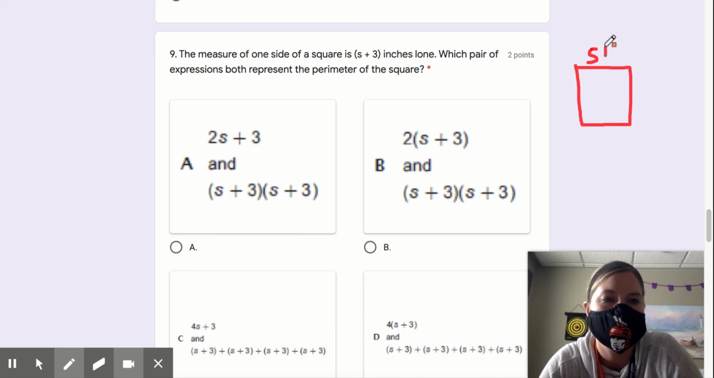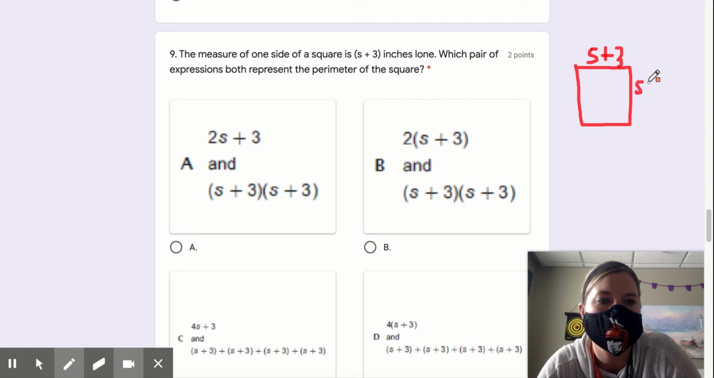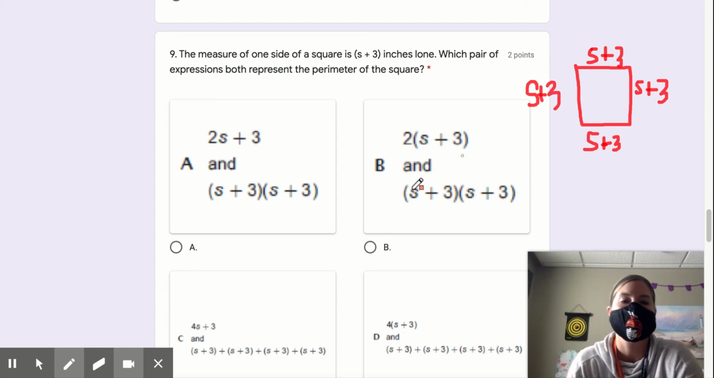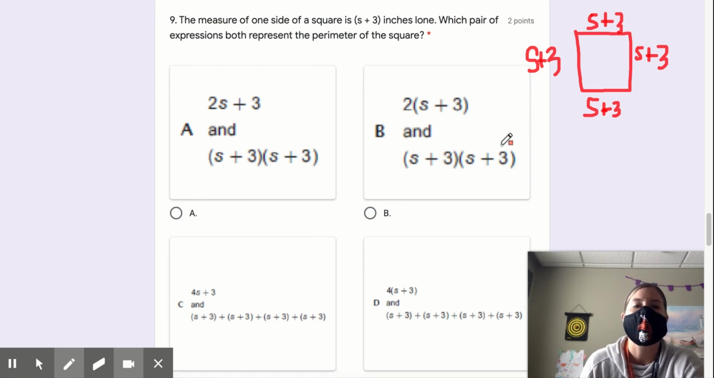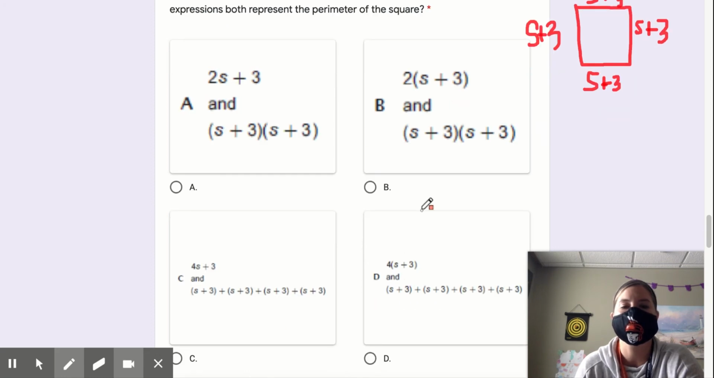s plus 3, s plus 3, s plus 3. My s's look kind of bad, guys. S, that one was better. S plus 3. So then, after looking at this, remember, add up all the s's, add up all the 3's. You can figure out which 2 of these make the most sense. Which expressions are equal to this? A, B, C, or D?